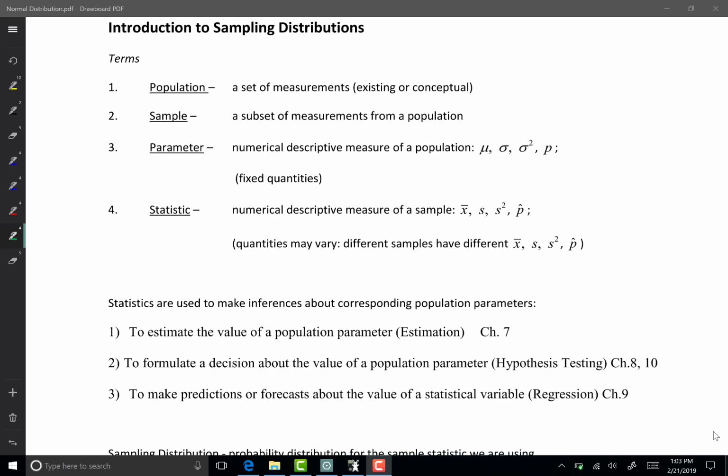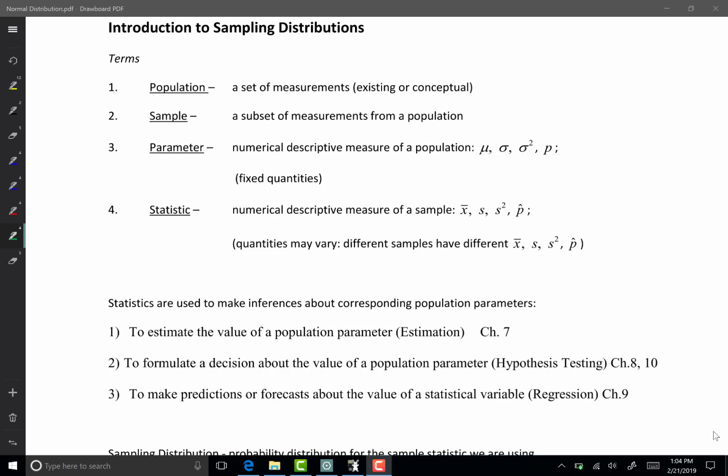We have two numerical descriptive measures we can talk about. One is a parameter, which is a numerical descriptive measure of a population. This can be mu, the population mean, sigma, the population standard deviation, sigma squared, the population variance, or p, the population proportion. And these are all fixed quantities.